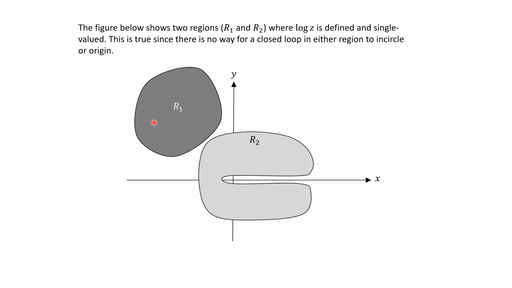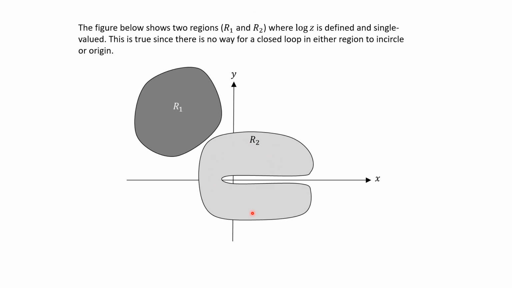So we have two regions here where log z is defined and single valued. This first region is pretty obvious. We don't get anywhere near the branch point. The second region also avoids the branch point, and then recall we had stipulated the branch cut along the positive real axis, so we need to exclude that, otherwise we don't have a defined function. So let's continue on the next slide.